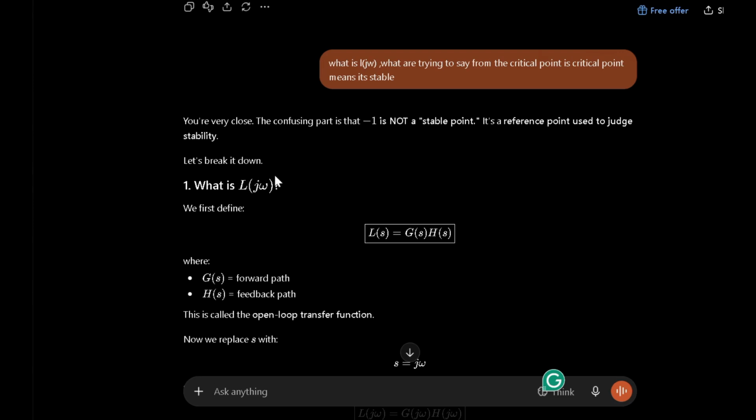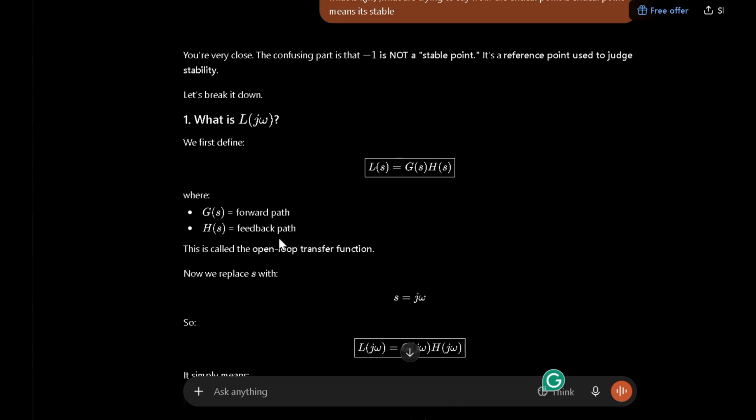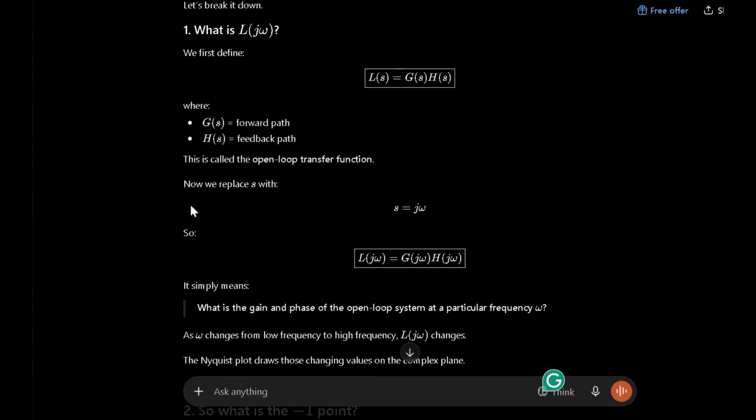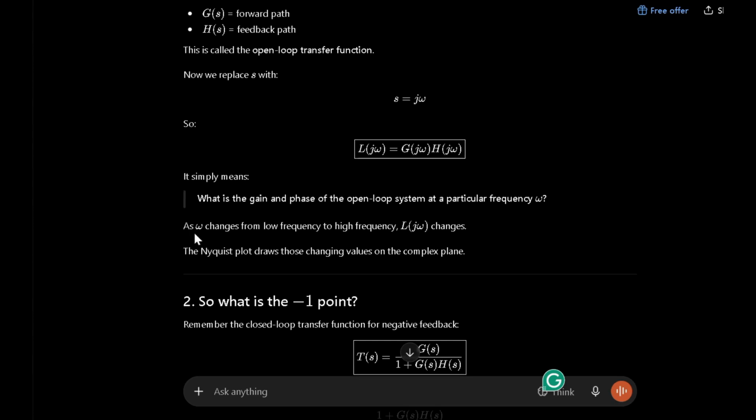We first determine L of s equals G of s H of s, where G of s is the forward path and H of s is the feedback path. We solve the open-loop transfer function. Now we substitute s equals j omega. So L of j omega equals G of j omega H of j omega. This gives the gain and phase of the open-loop system at a particular omega. As omega changes, L of j omega changes, tracing changing values in the complex plane.